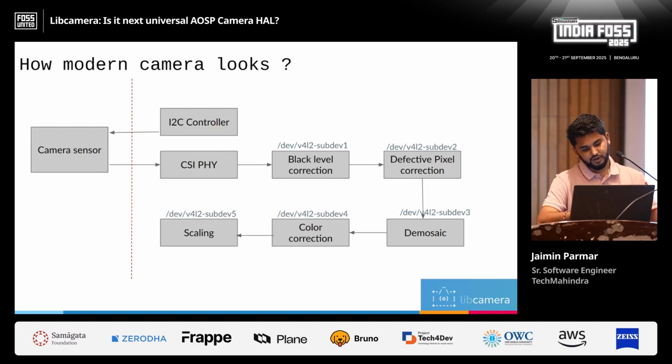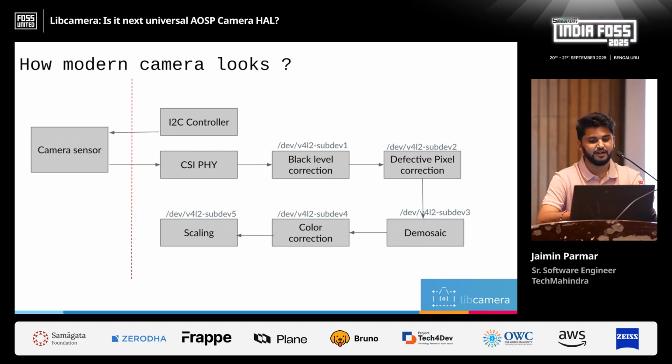So let's move through how this modern camera works and looks. The camera sensor has a control unit over the I2C bus, and you can send instructions to the camera sensor. Whenever data comes, it comes over the CSI2 pipeline, it has a CSI2 data handler, and based on the bus, it will go to your black level correction. So these are the ISP blocks, image signal processor blocks.